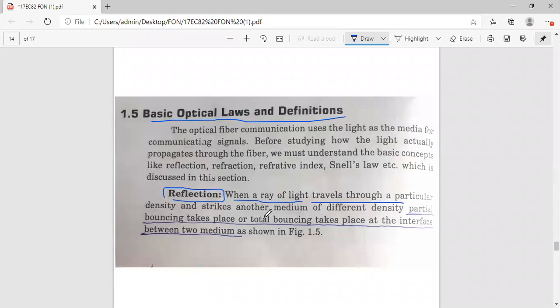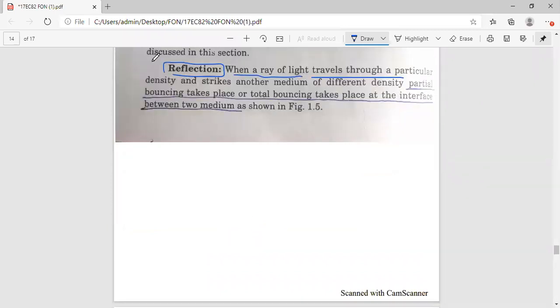Whenever light travels from one medium to another medium, and both media have different densities, there will be a bouncing of the wave that takes place. What is that bouncing? That too at the interface of the two media. Whatever definition is there, that can be viewed here.